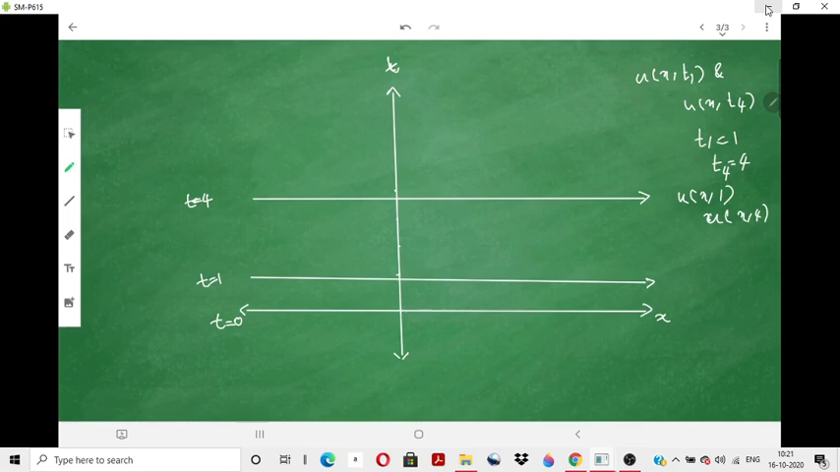Now we know that the characteristics emanating from the point x equal to 0 are given by x equal to minus t and x equal to t. X equal to t is a line that emanates from 0 with a positive slope. X equal to minus t is just a mirror image of that one. So let's try to draw that also.